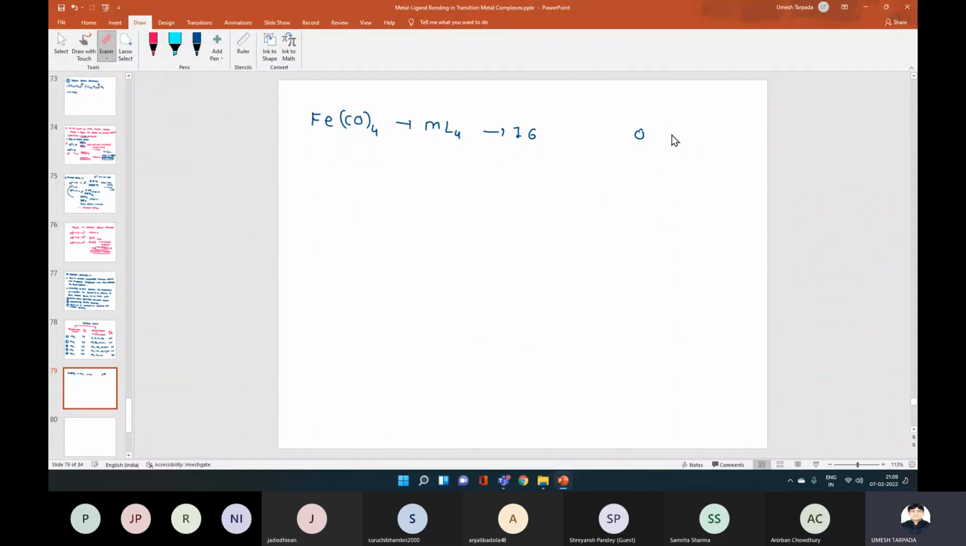So what happens, see here, oxygen has 6 electrons. Fe is there. So Fe's oxidation state is 0. Fe's atomic number is 26. So Fe contributes 8 electrons. Outermost electrons are the electrons of the 4s and 3d orbitals.